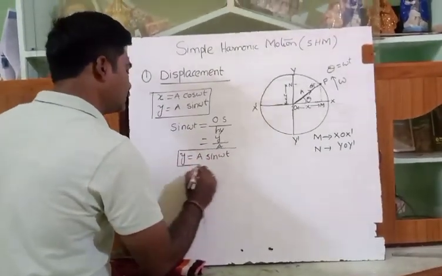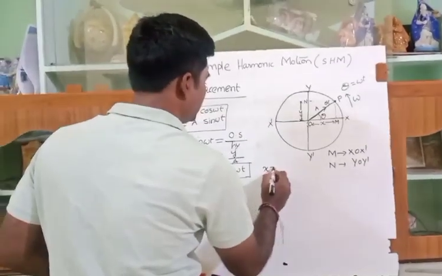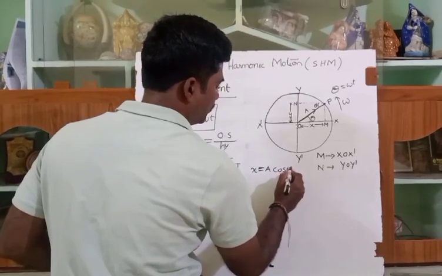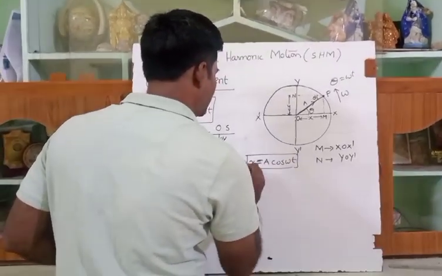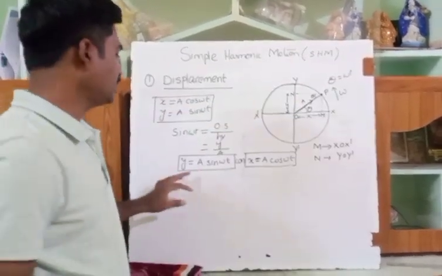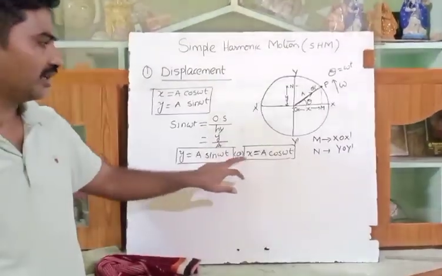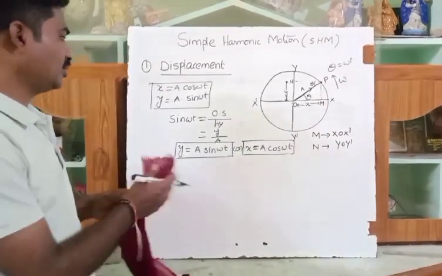So this is the displacement equation. When we take this one, we get x equals a cos omega t. That is, we can represent the displacement of the particle from the mean position by using either of these two equations, y equals a sin omega t or x equals a cos omega t. Now we are very clear about the displacement.